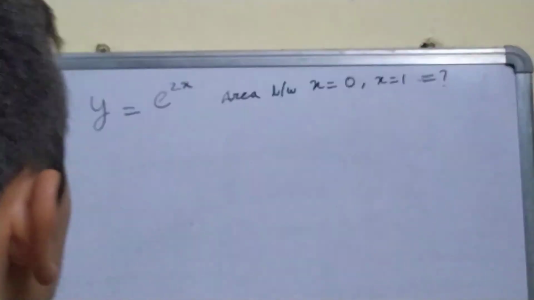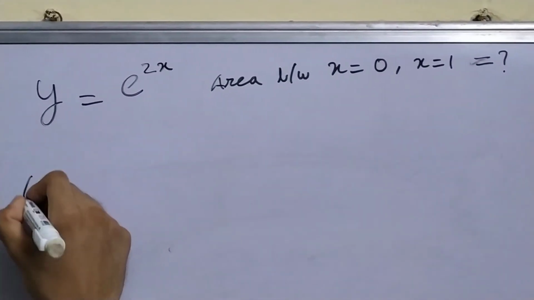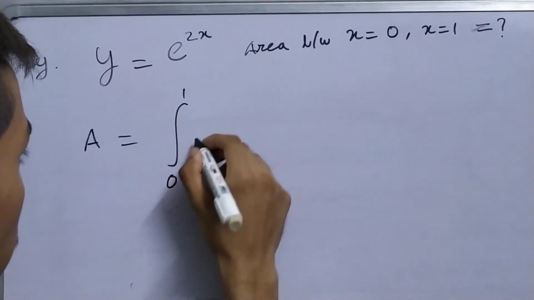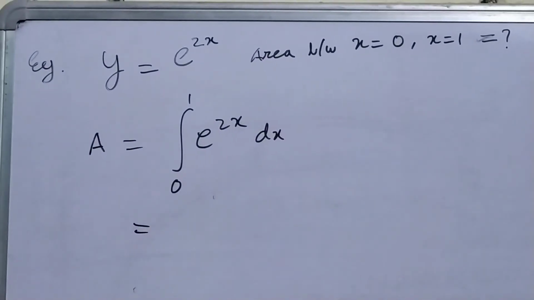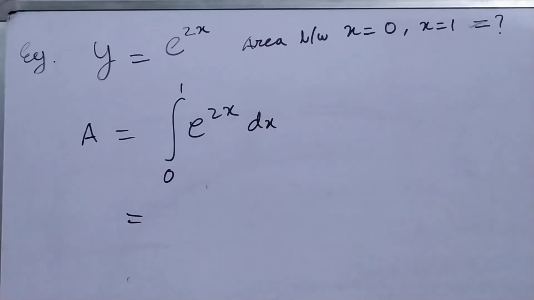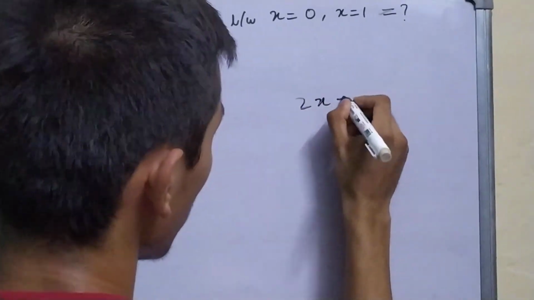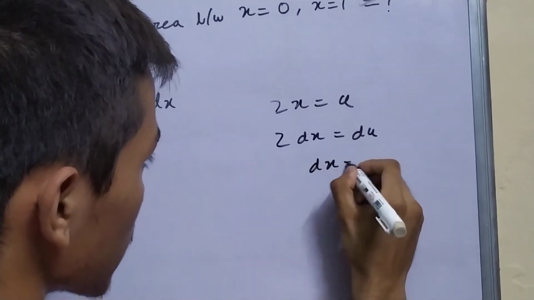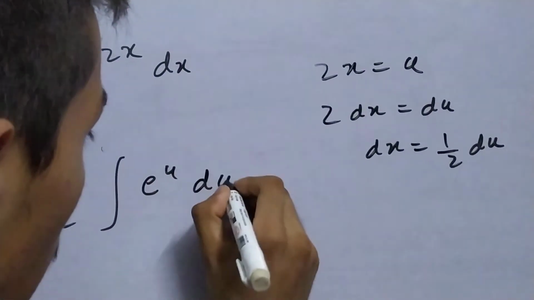So let us quickly do an example. Let y be e to the power 2x, and we need to find the area between x equal to 0 and x equal to 1. So the area between 0 and 1 is the definite integral from 0 to 1 of y of x dx, so it's e to the 2x dx. It's a very straightforward integral. You can use u substitution, or if you remember the formula, you just plug in the formula. I'll do the u substitution. So let 2x equal u, 2 dx is du, which gives dx as half du. So we get 1 by 2 integral e to the u du.